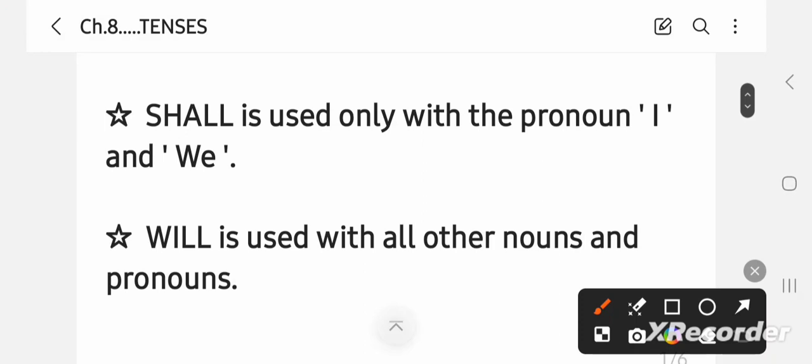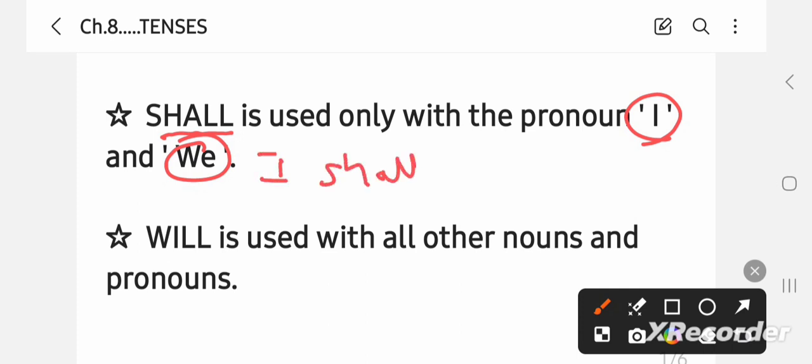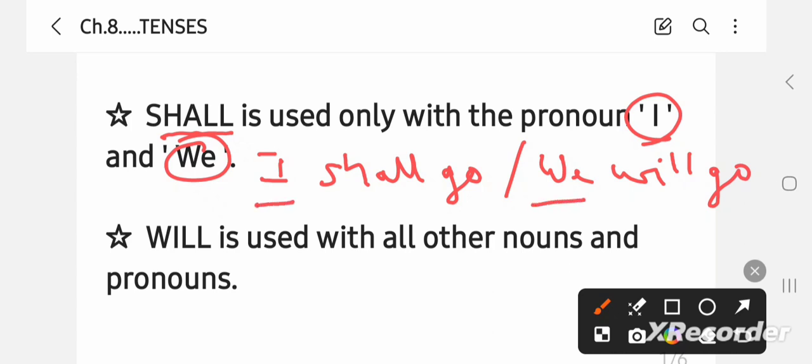Now there is a little difference between shall and will, which most people do not know. Shall is used only with the pronoun I or we. For example, I shall go. We shall go. Okay, so with I and we, I'm sorry, it's not will, it's shall.